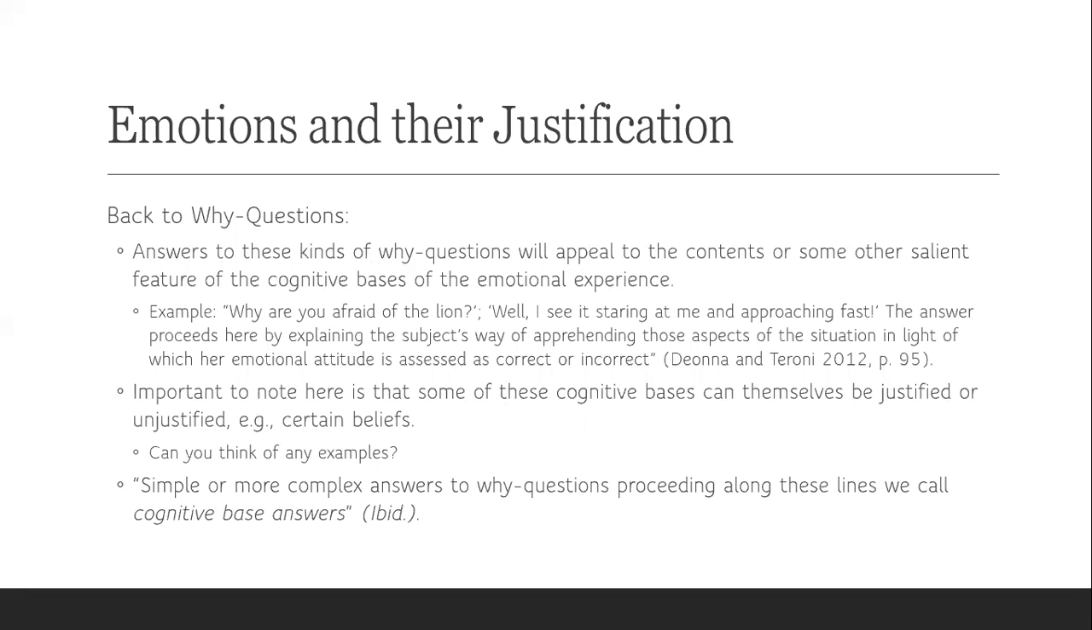So the authors explain it actually quite clearly for a change right here. Example on page 95, again, quote, why are you afraid of the lion? Well, I see it staring at me and approaching fast. The answer proceeds here by explaining the subject's way of apprehending those aspects of the situation in light of which her emotional attitude is assessed as correct or incorrect, right? So here the cognitive base is a perception, right? I see it staring at me and approaching fast.